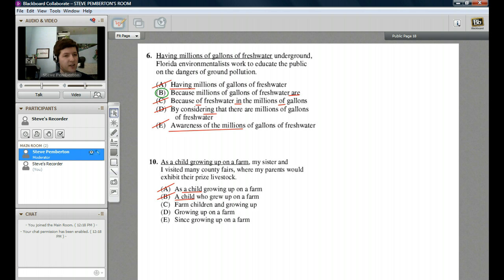Now let's compare the remaining choices and see which one provides the meaning in the clearest way. So farm children and growing up, my sister and I visited many county fairs. They are farm children, and they are growing up, but there's no reason to have the word and, like just 2 descriptive things about them. You could just say you grew up on a farm. D is a better, more concise way to say it. And then D versus E.